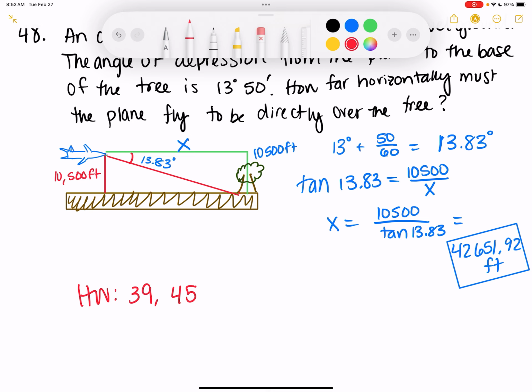For the quiz and stuff, I will change the numbers in a word problem, but the concept of the word problem would stay the same of what you're doing.